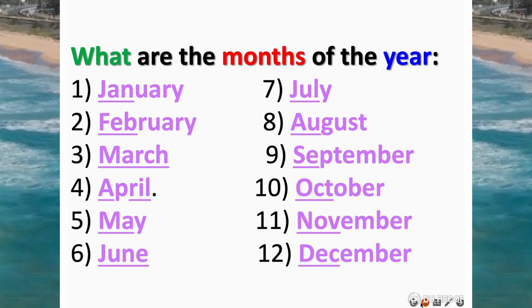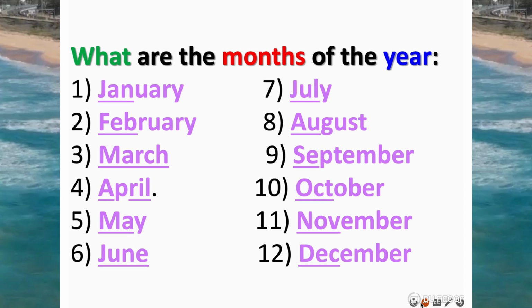The second month of the year is February. The third month of the year is March. The fourth month of the year is April. It's not April, April, April. And the fifth month of the year is May.